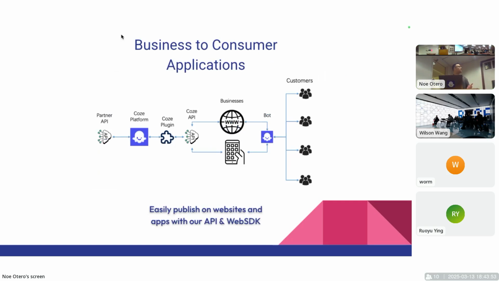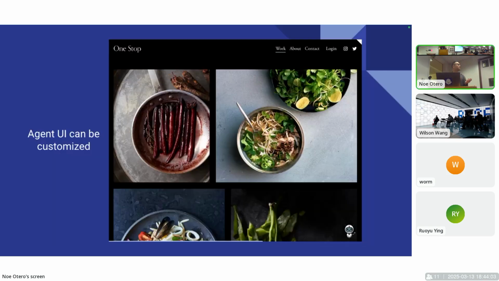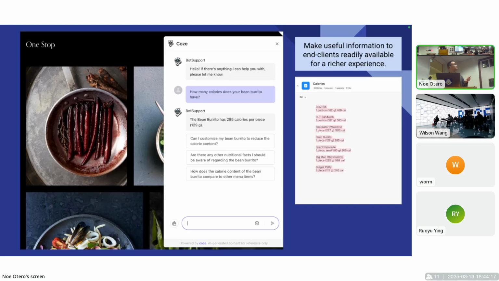Business to consumer applications, using the API as well. You can publish it using the SDK, really any digital touch point that you can use. And one of the areas that we're focusing on personally is site building applications, where you can easily customize the agent and publish it in this sense, right?